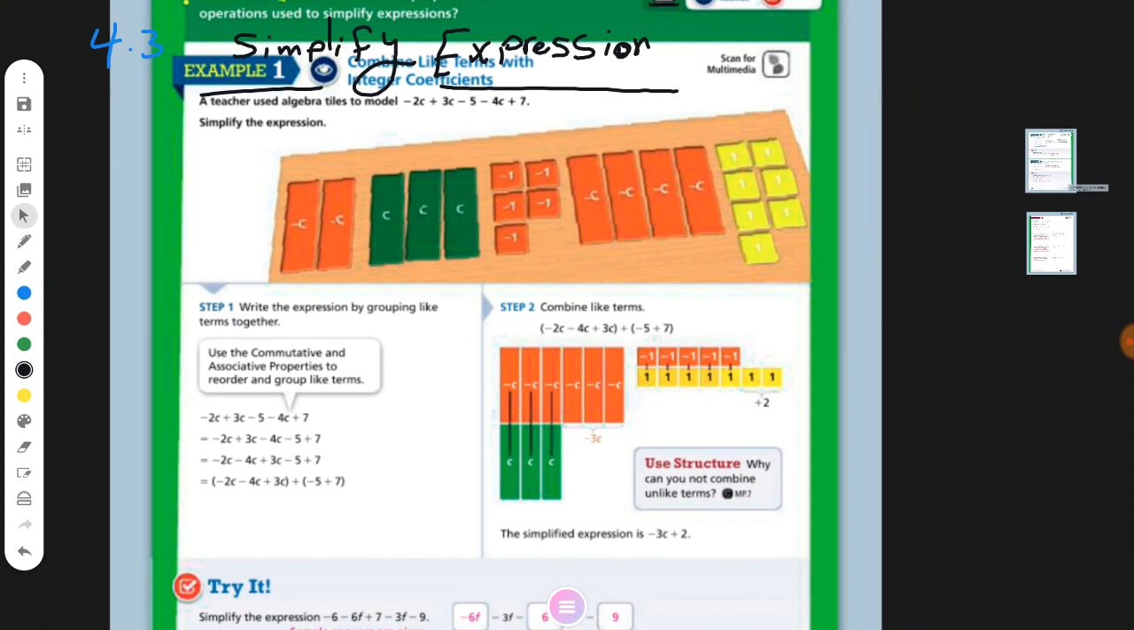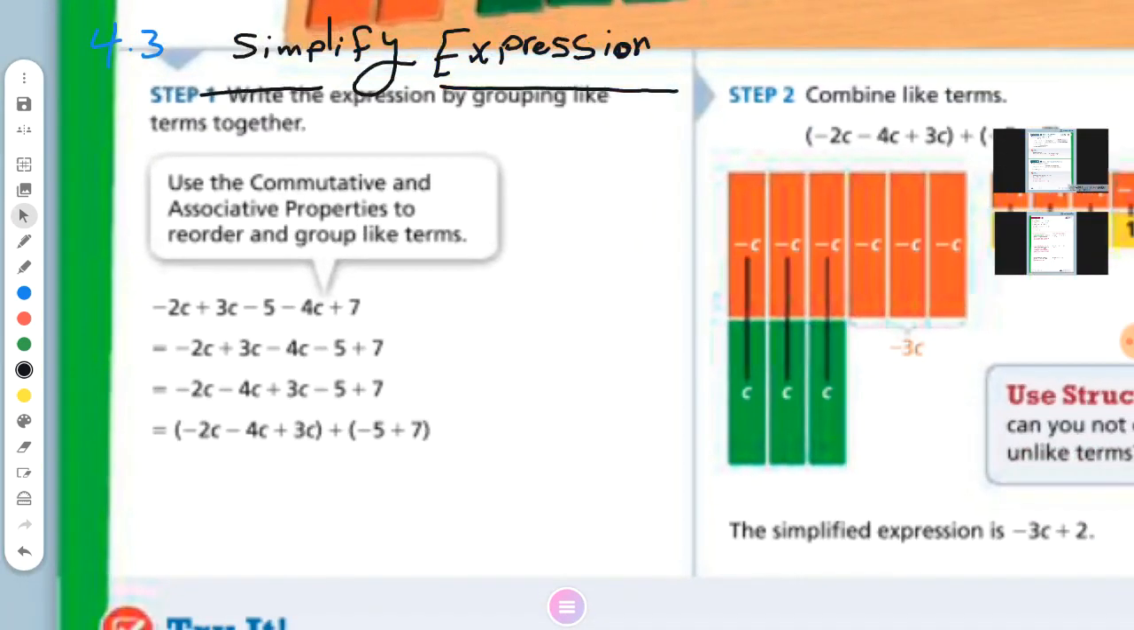If I have a problem like what we have here, as you see in the example, negative 2c plus 3c minus 5 minus 4c plus 7. Listen well. Actually, to combine this expression, I have to collect like terms together. What is the meaning of like terms? Like negative 2c, 3c, negative 4c are like terms. Why? Because they have the same variable, which is c, okay?